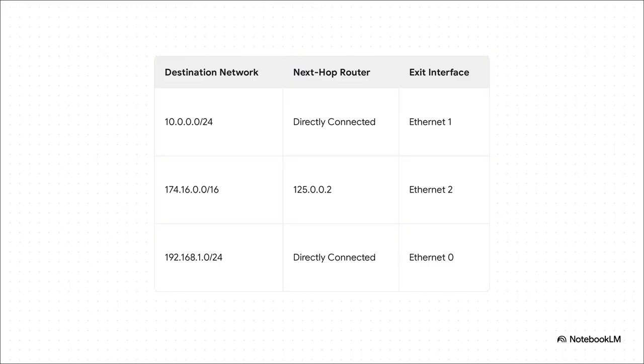Now notice, it's not a list of every single computer in the world. No way. It's a road map of entire networks. For every major destination network it knows, the table tells the router exactly which direction to send the packet to get it one step closer to where it needs to go.